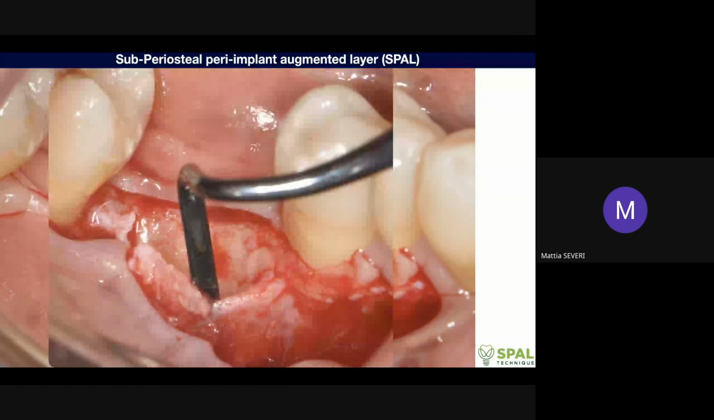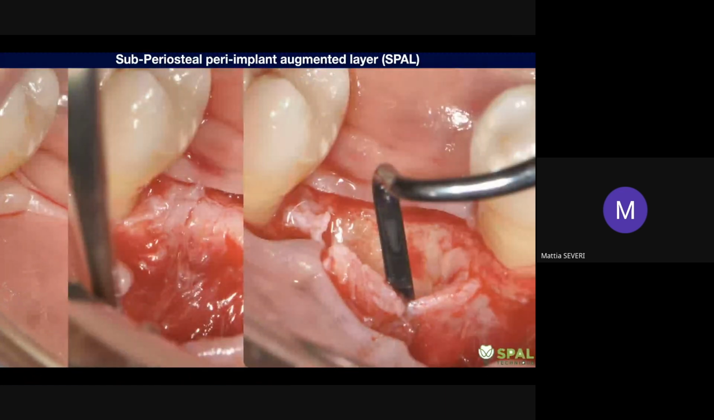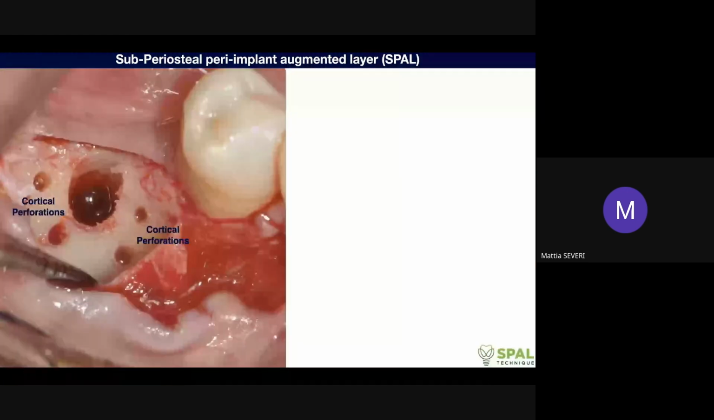The periosteum then is elevated, and you see I'm using the tunneling knife as parallel as I can to the bony crest in order not to perforate the periosteum or to slaughter it on the convexity of the mesial tooth. So you can see that the integrity of the periosteal layer is of paramount importance in order to obtain the clinical result.